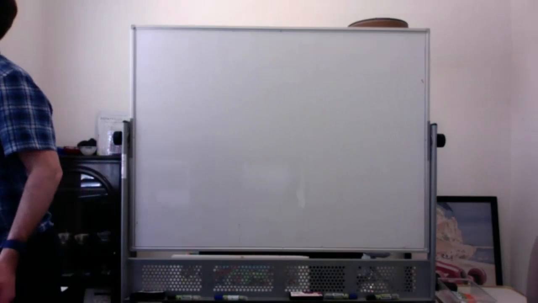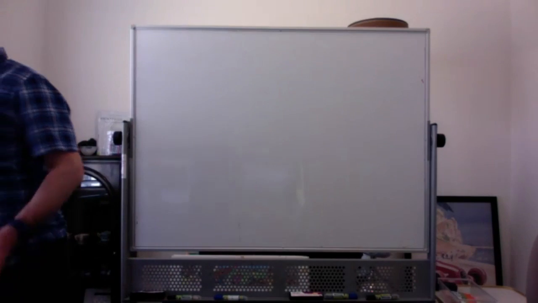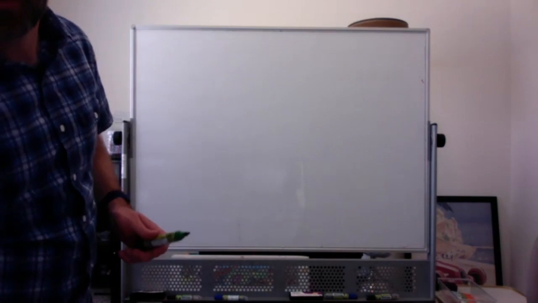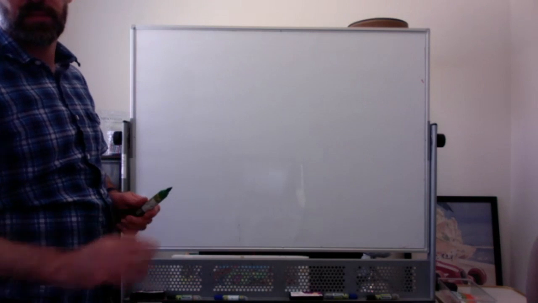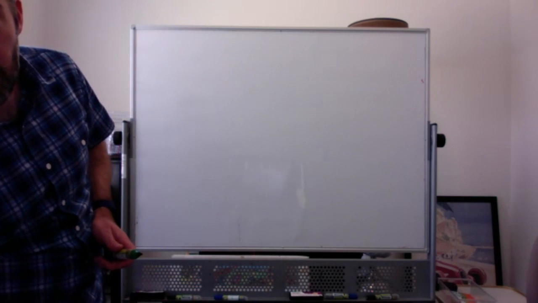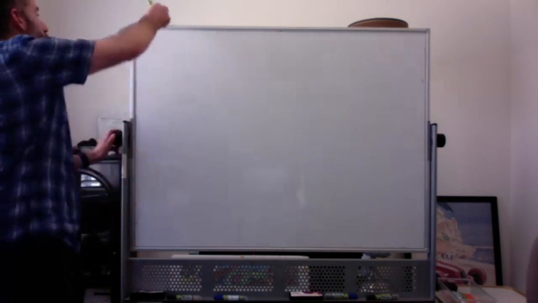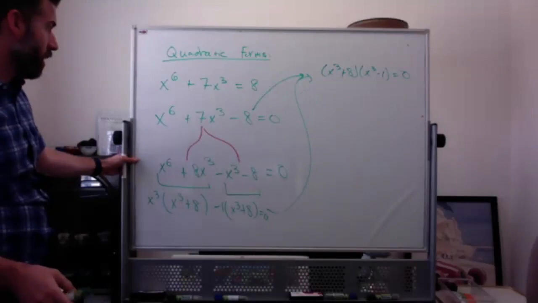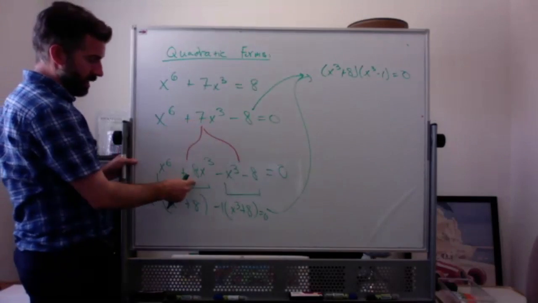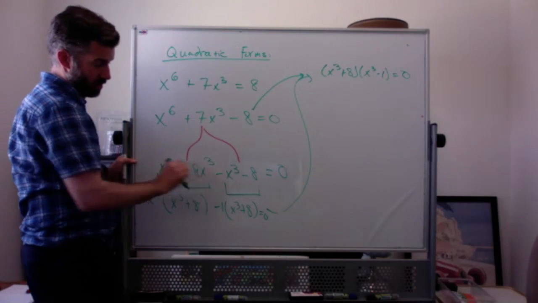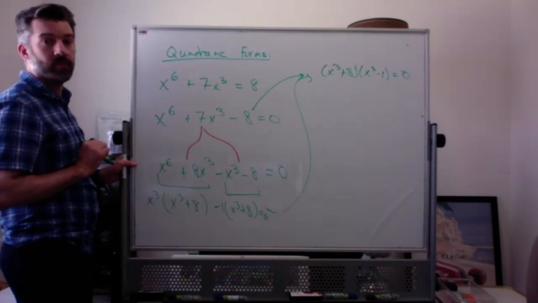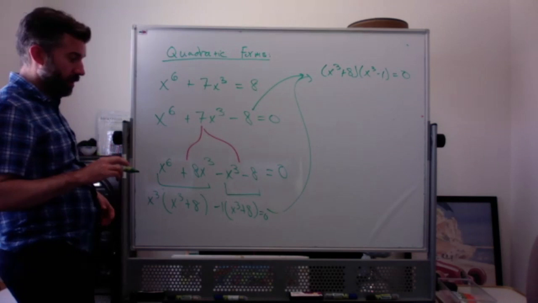So I have a question. Go ahead. I'm very confused on how you got the 7x cubed to be 8x cubed minus 8. So I've got the 7x cubed as 8x cubed minus x cubed. Oh, okay. That makes sense, thank you.